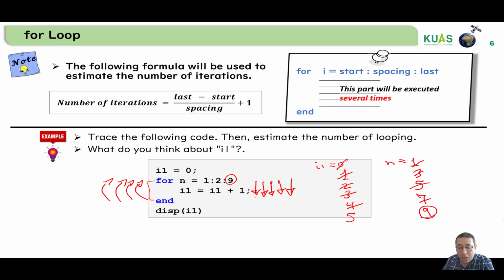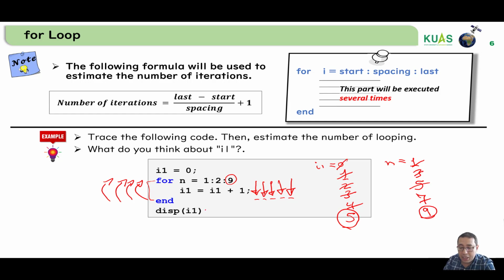Count how many times we did the iteration: 1, 2, 3, 4, 5. We go down 5 times, so we repeat this part 5 times. And the I here is equal to 5. So I here is kind of the counter for that code. It counted how many times we looped here.